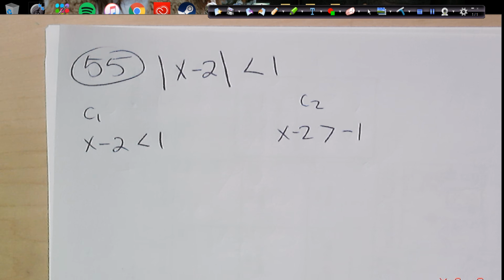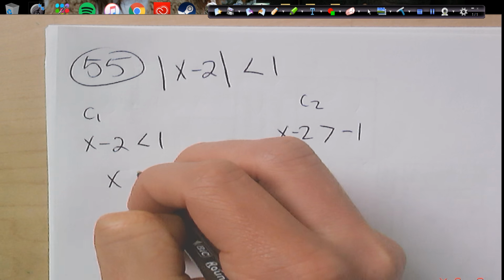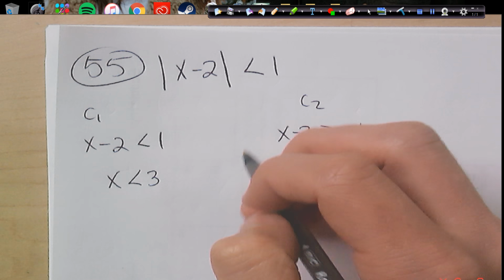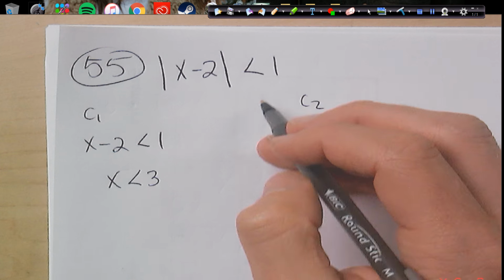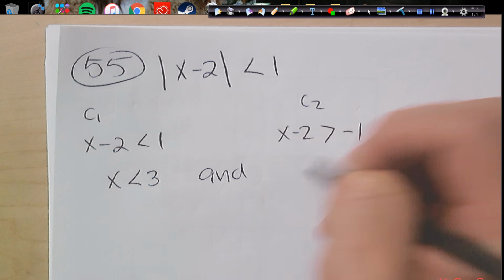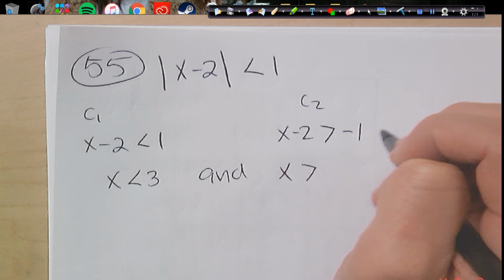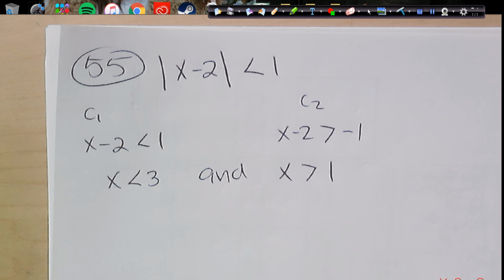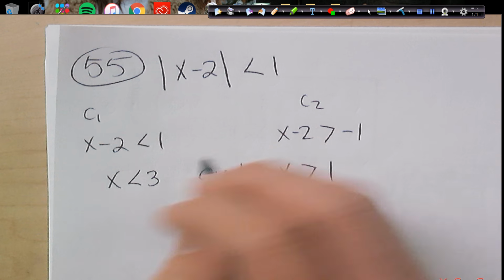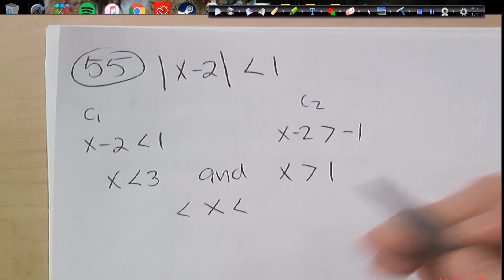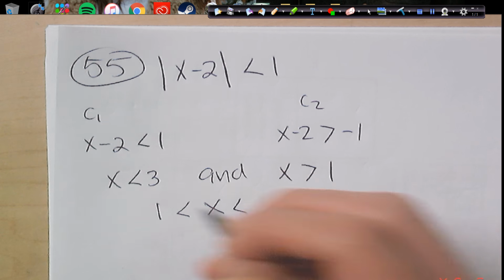Okay. Solve this, we get x is less than 3, and it's less than, so we're going to do and. X is greater than, what is that, 1? If we want, we could write this as a compound inequality, and you always do it like this. So x is bigger than 1 but less than 3.